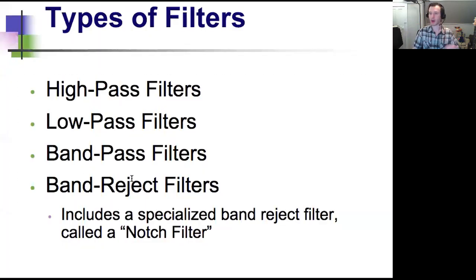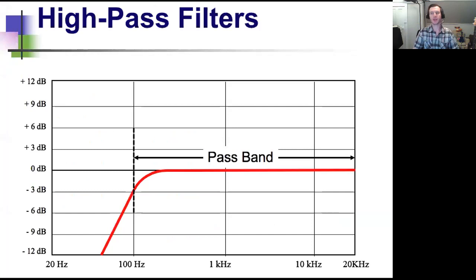Those are specific band reject filters. Let's take a quick look at some of these. Here you have a high pass filter, which is allowing high frequencies to pass through. Sometimes you'll also hear the term low cut because we're cutting out the low frequencies.